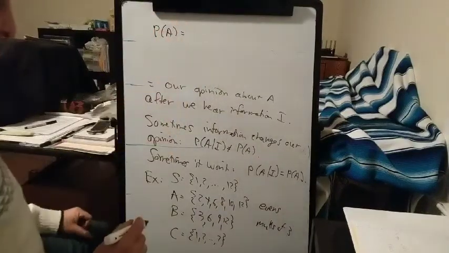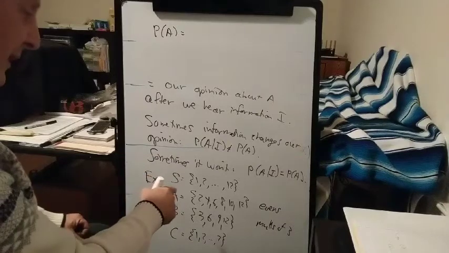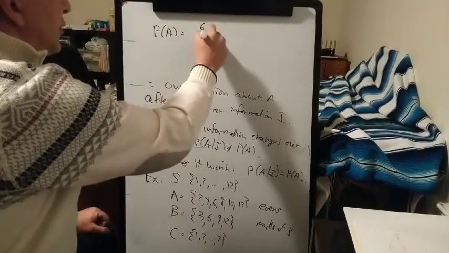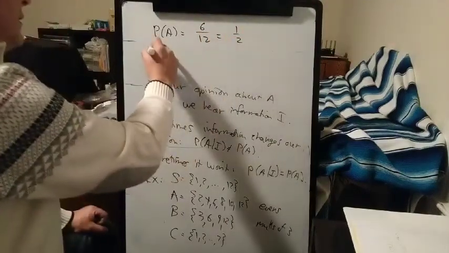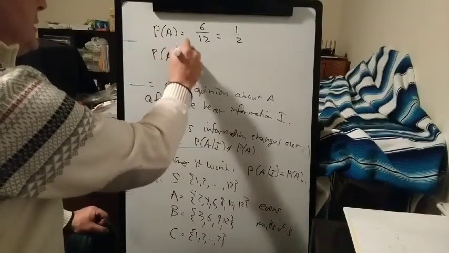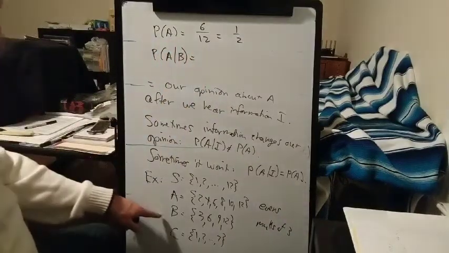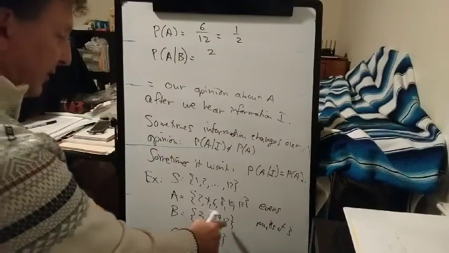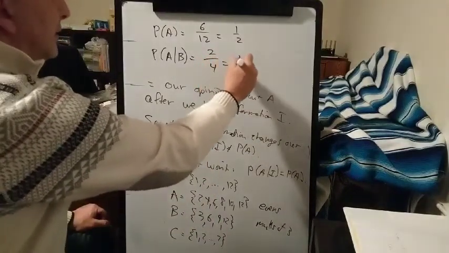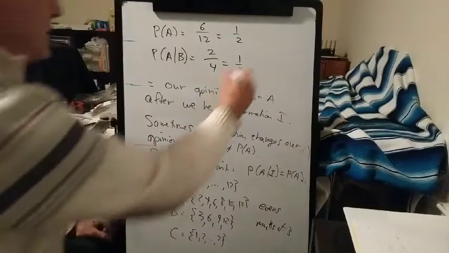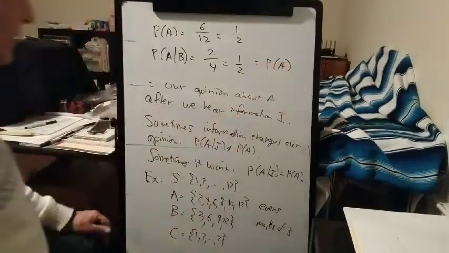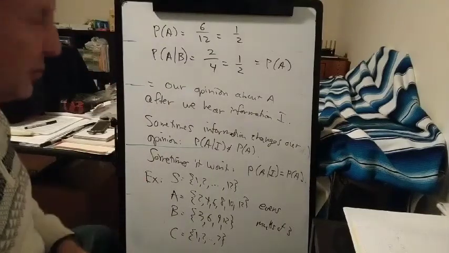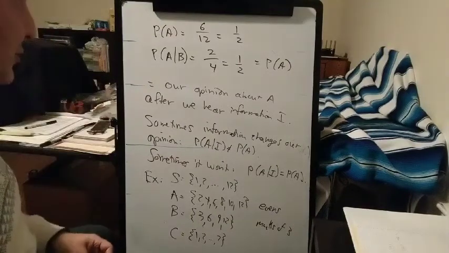The probability of A, the probability of having an even number, given that we're in the set S, is there's 6 even numbers over a total of 12 numbers, so it's 1/2. Now the probability of A given B is, so if we know that we're getting one of the numbers 3, 6, 9, 12, then there's 2 even numbers there, 6 and 12, and a total of 4. So that's 1/2. So actually that's equal to the probability of A. Learning that the chosen number was a multiple of 3 did not change our opinion about whether the number was even or not.